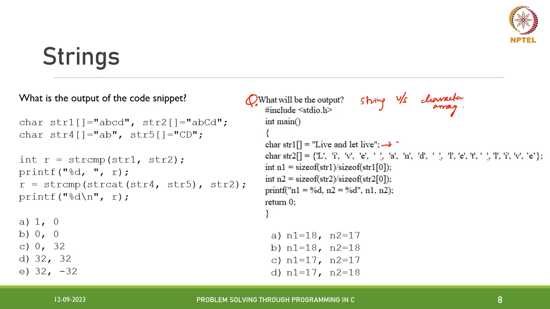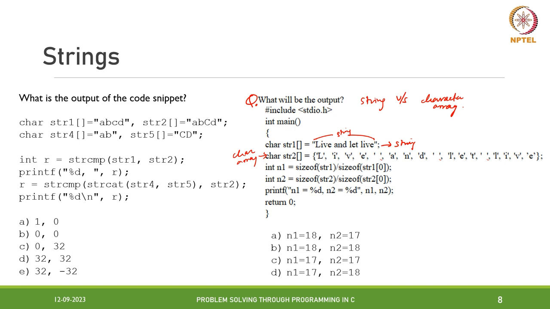So this is a string. Why a string? Because it's defined with double inverted commas. The double inverted commas designate that it's a string. Now if you are defining the individual characters one by one, then it's a character array. So this is a character array. So str2 is a character array, str1 is a string.